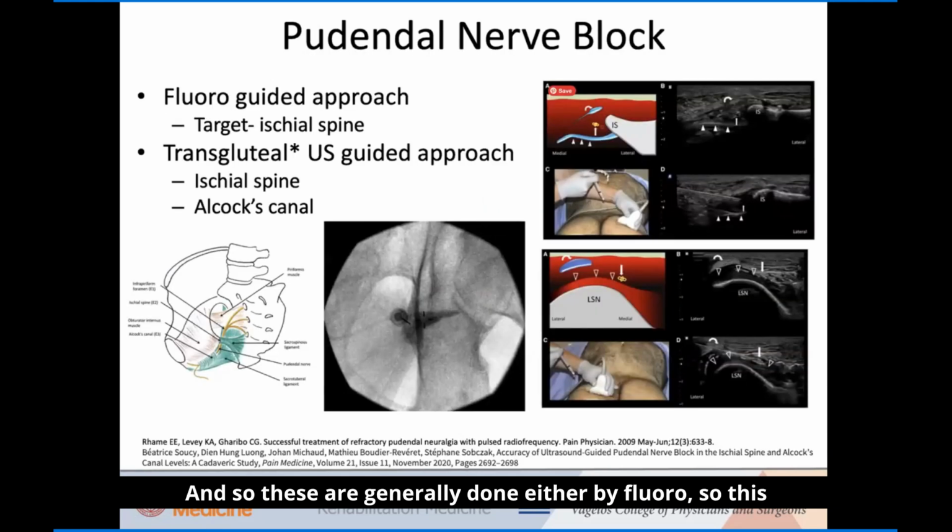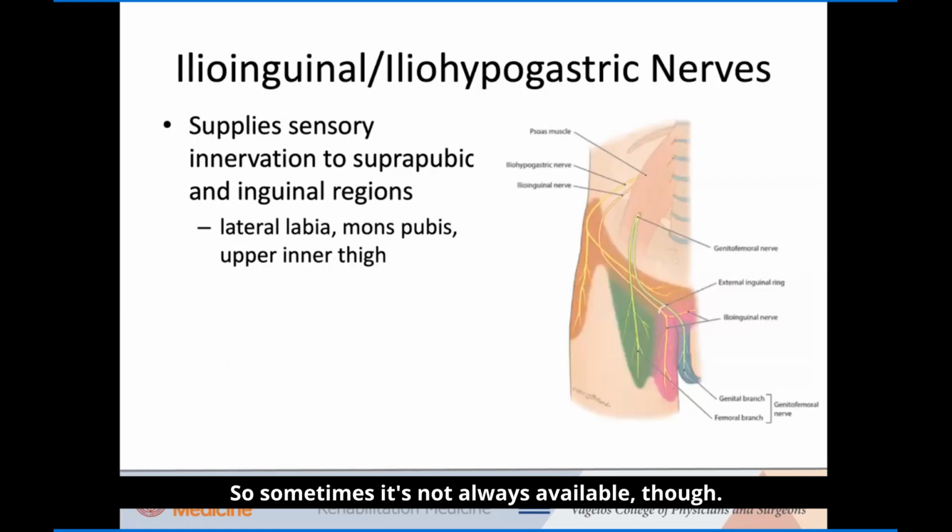And so these are generally done either by fluoro. So this is a picture here of a fluoroscopic guided intervention, or via ultrasound. So this is at the ischial spine, and then this is at Alcock's canal. These are done transgluteal, so you can see here where the ultrasound probe is in relation. And so those are all possibilities in terms of potentially providing this. Obviously, ultrasound is a little bit tricky depending on body habitus and things, so sometimes it's not always available though.